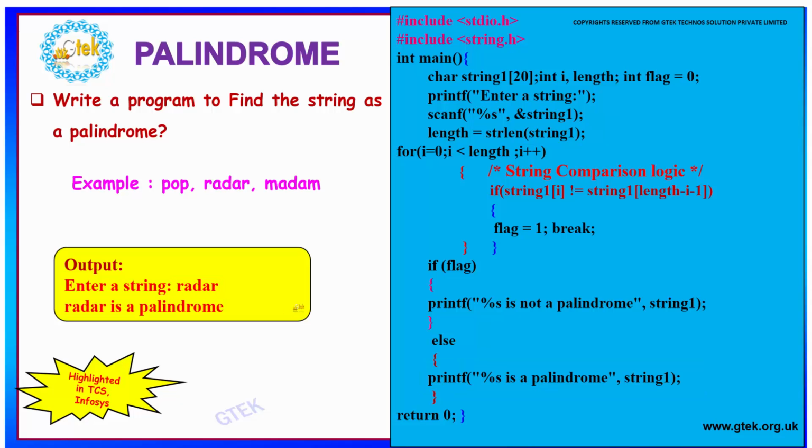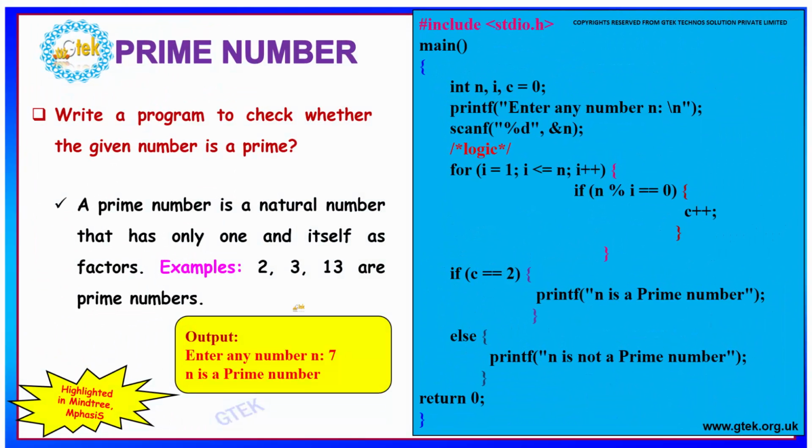Let us see our next interesting program. We have to write a program to check whether the given number is a prime number or not. A prime number is a natural number that has only 1 and itself as its factors.